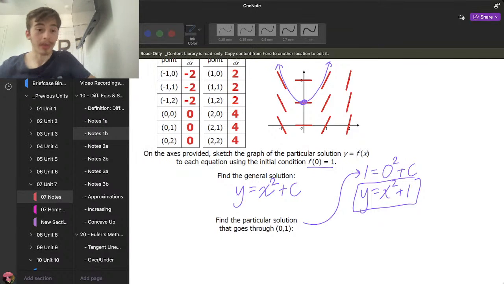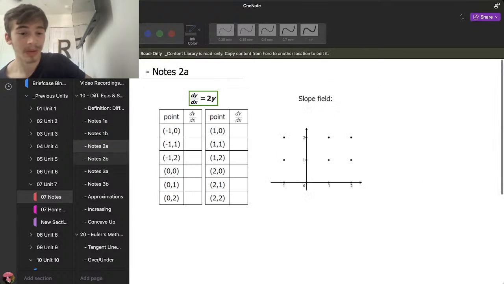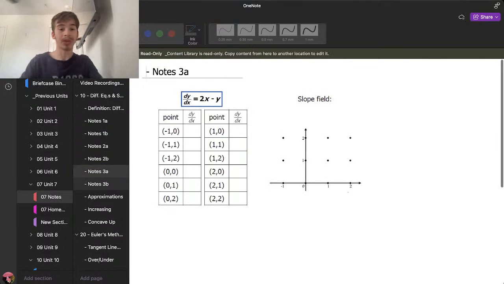Slope fields, yeah. Let me start moving faster. Slope fields, easy peasy. Slope field, particular solution.